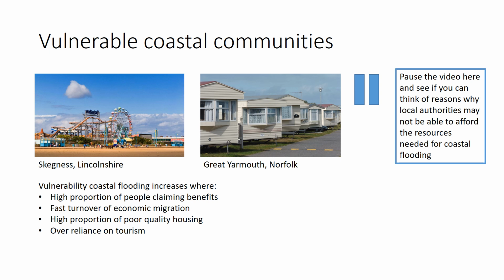Skegness in Lincolnshire is one of the better known seaside resorts in England. It's situated within the largely rural areas and has poor road and rail links. Skegness has one of the largest concentrations of caravan parks in Europe, and some static caravans are the permanent homes for retired residents and people on low incomes. How would this area be affected by coastal flooding?